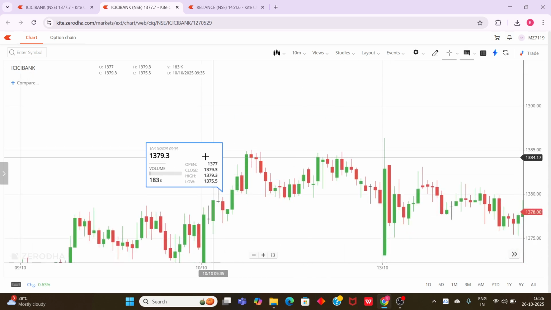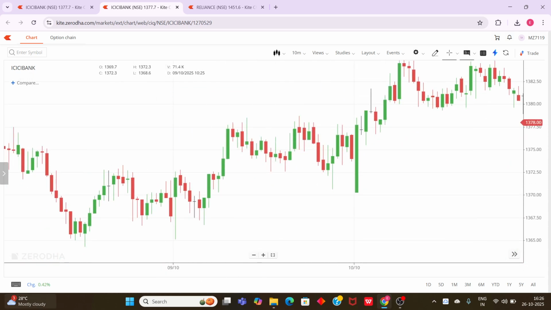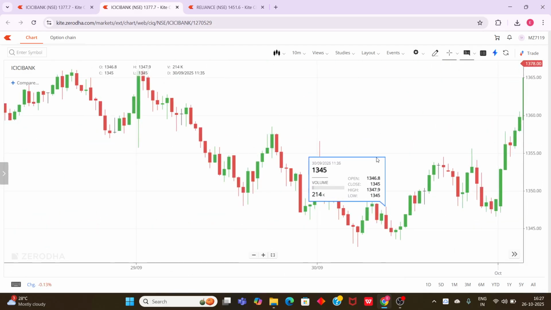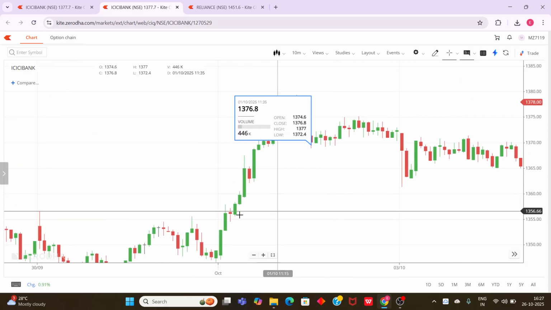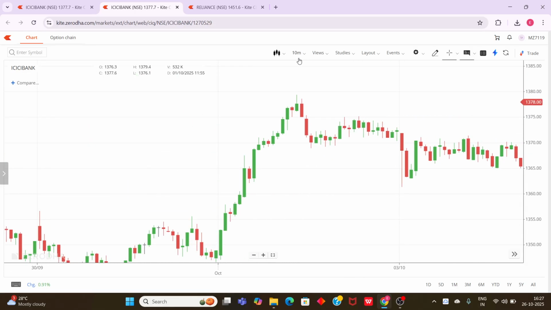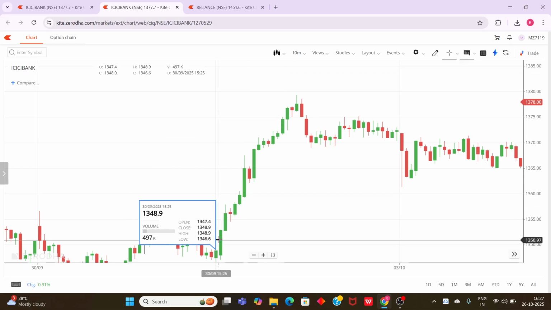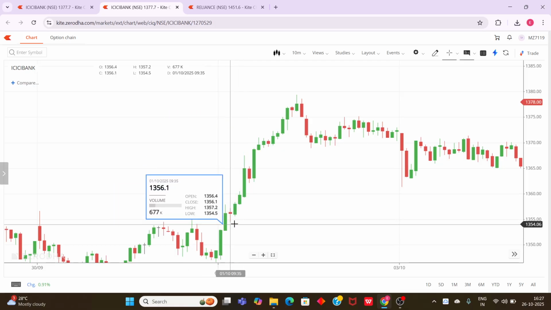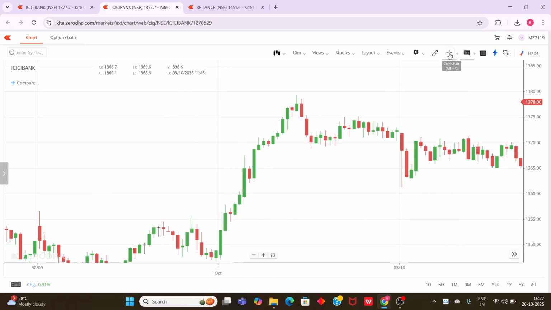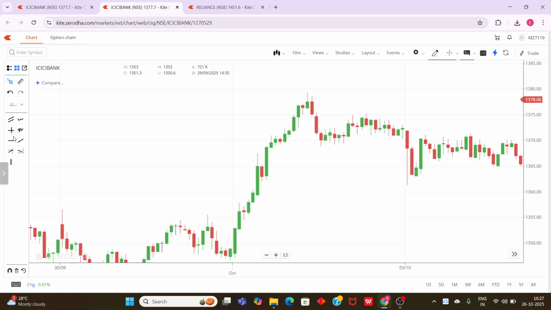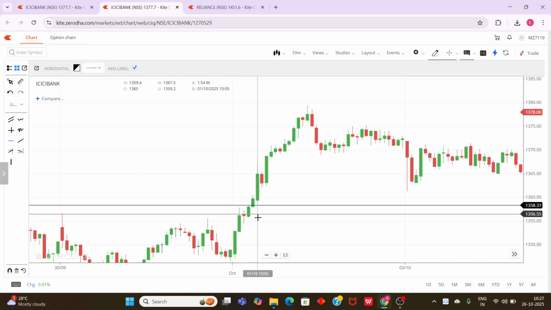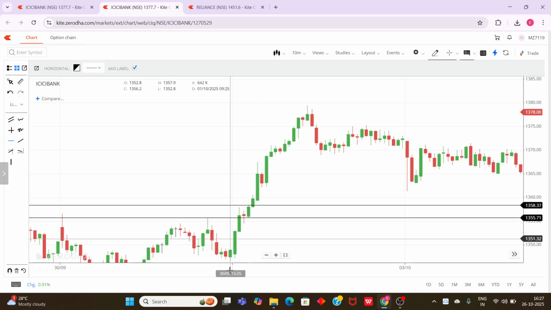For the example, I'll be taking ICICI Bank charts. Let's start from 1st of October. Here you can observe I have placed a 10-minute time frame, and as discussed, we'll be using the 9:45 candle. Let's mark the high and low of the 9:45 candle. This is the 9:45 candle. This is the high. This is the low.